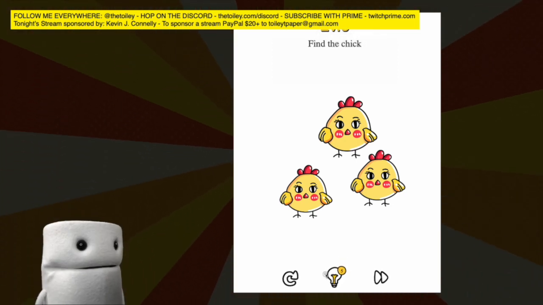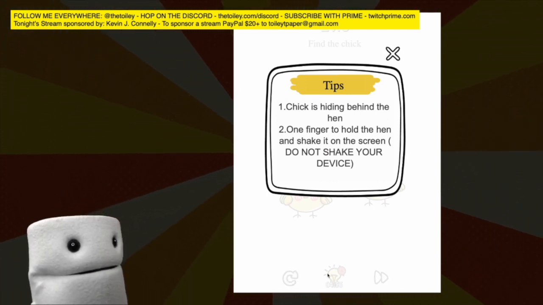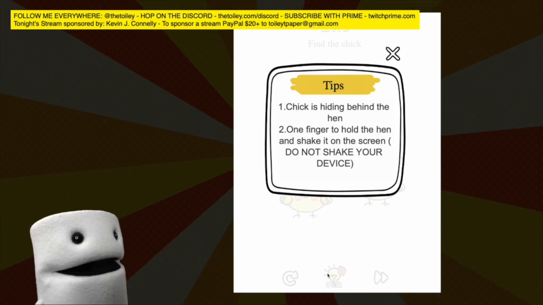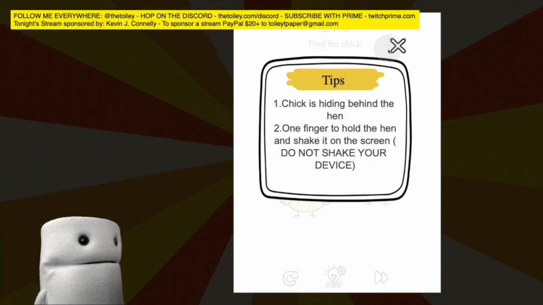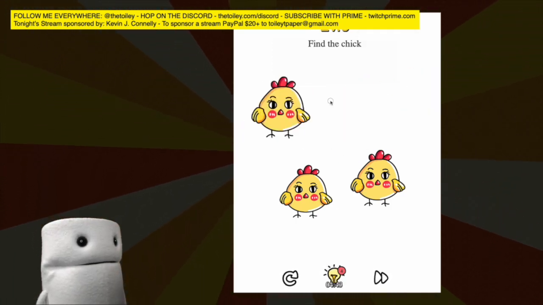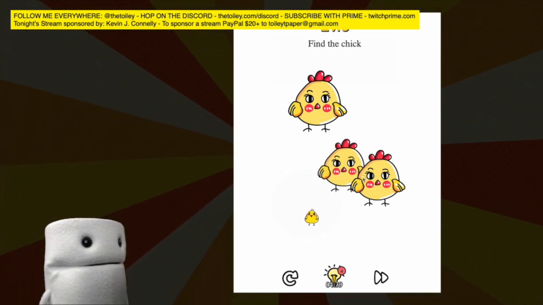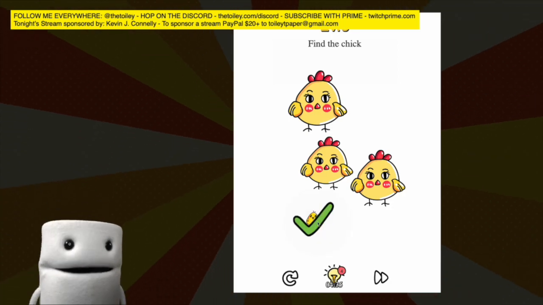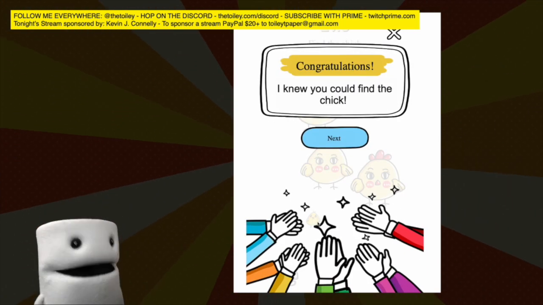Let's do the hint. Because we just got a hint back. Chick is hiding behind the hen. One finger to hold the hen and shake it on the screen. Oh my God. Are you serious? Are you serious? Son of a bitch. Son of a bitch. This is the stupidest game in the entire world.